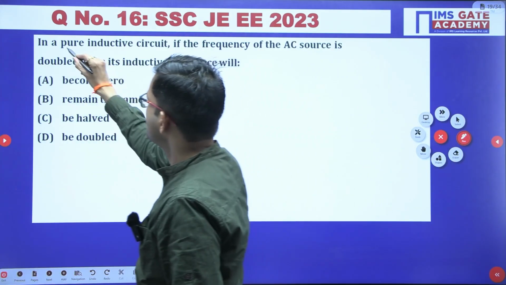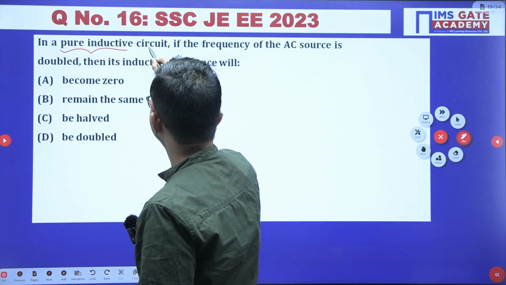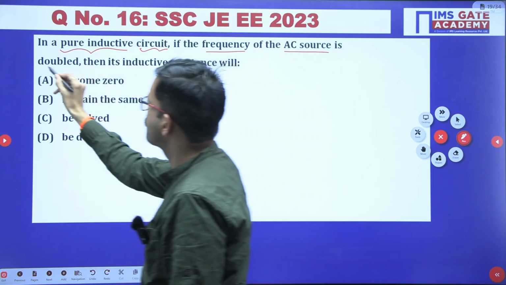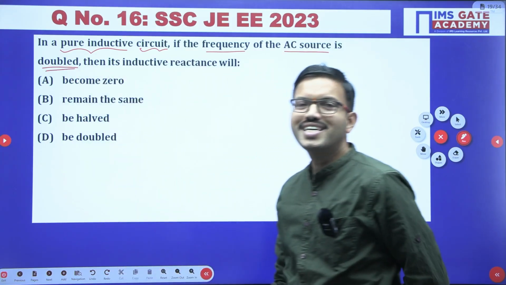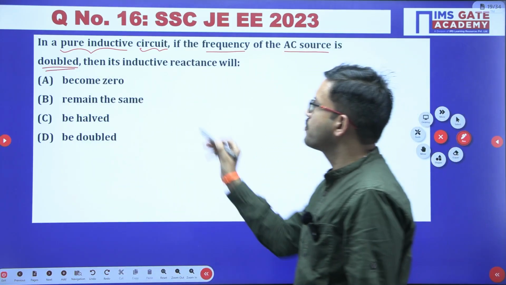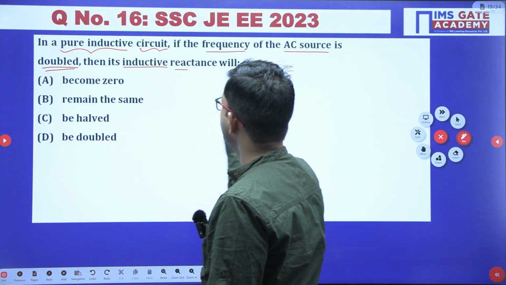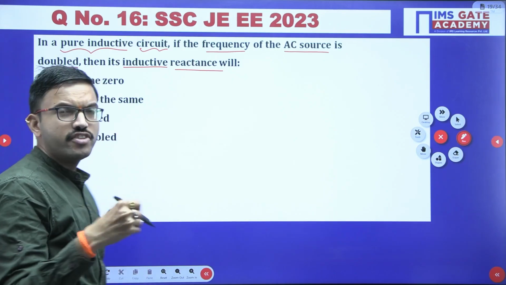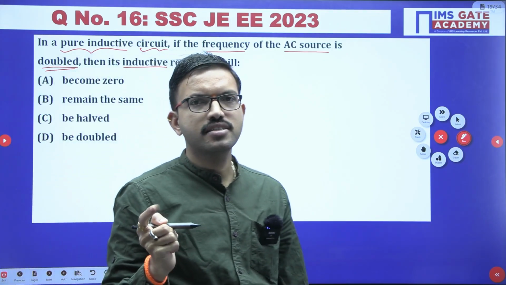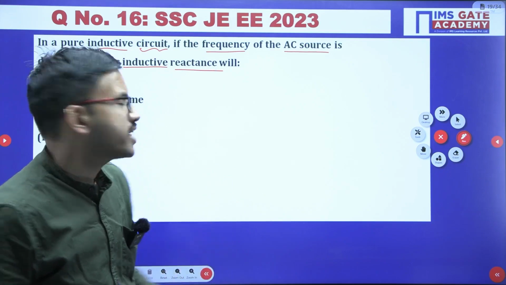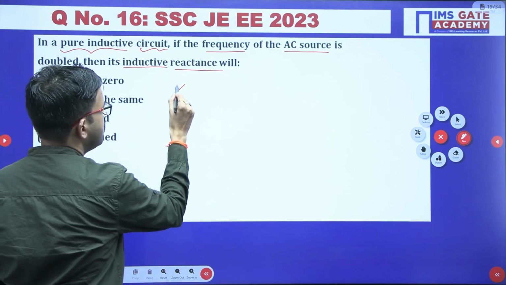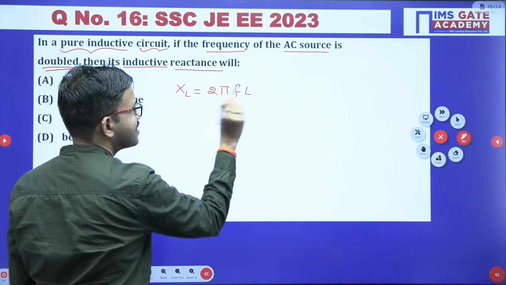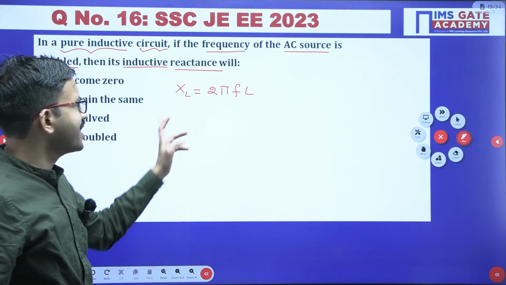Next question, related to the inductor. In a pure inductive circuit, if the frequency of the AC source is doubled, then its inductive reactance will be? Earlier we have discussed with respect to capacitive reactance. Now the question is with respect to inductive reactance. So XL equal to 2 pi FL, whereas XC equal to 1 by 2 pi FC.